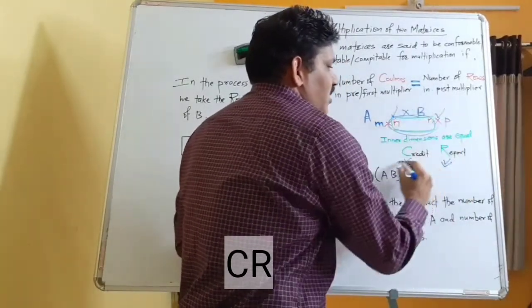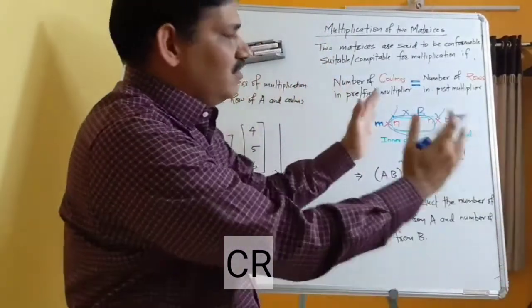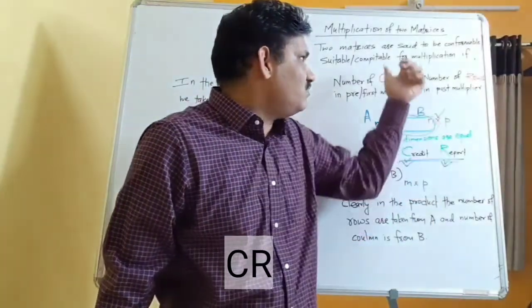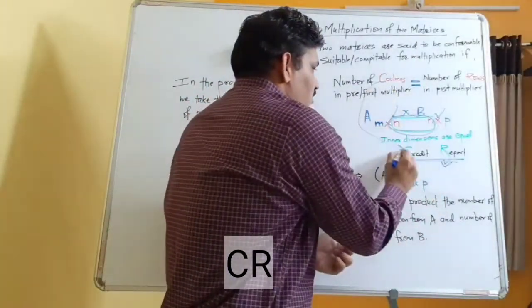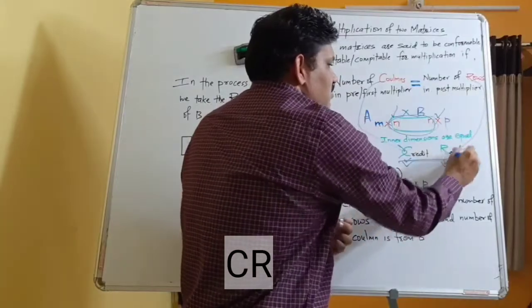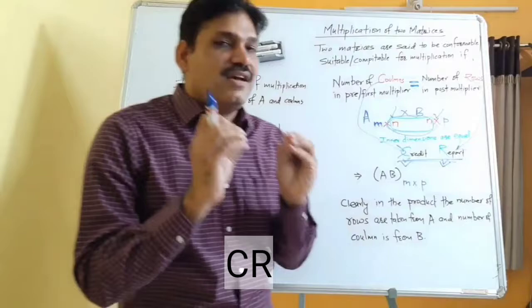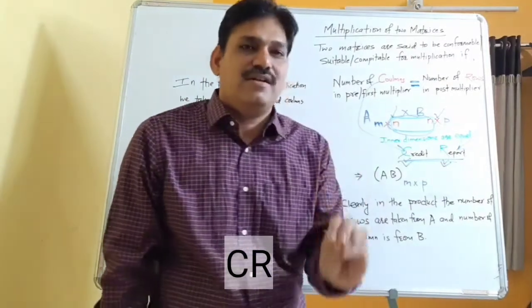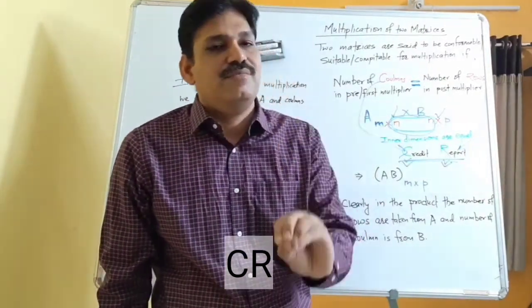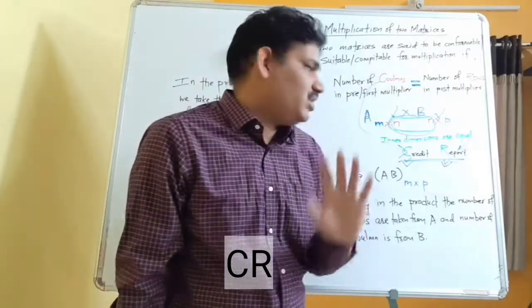C R. The credit report is good. Then C for column, C for credit. If columns in first is equal to rows in second, then the matrices can be multiplied. Then the matrices are said to be conformable for multiplication.